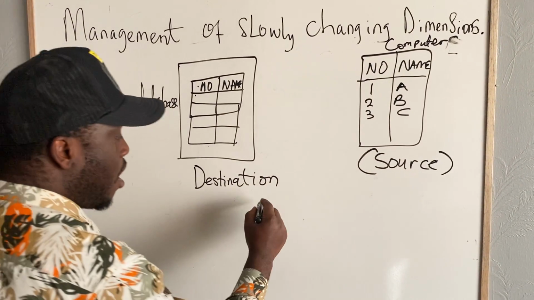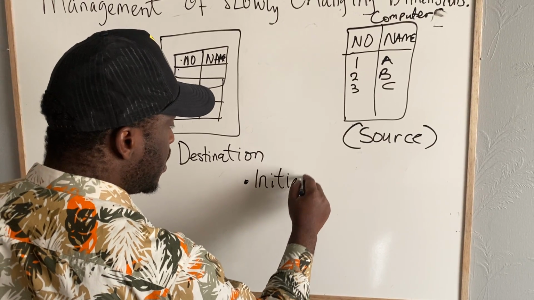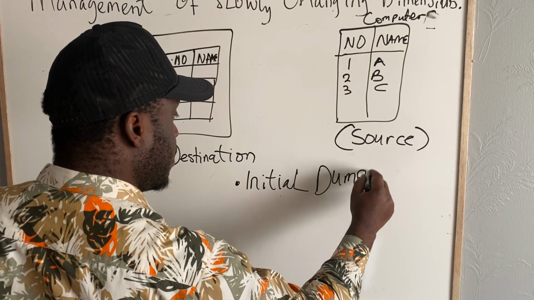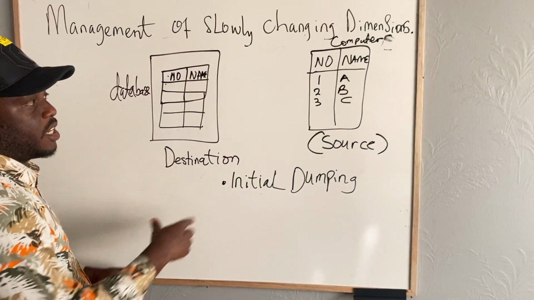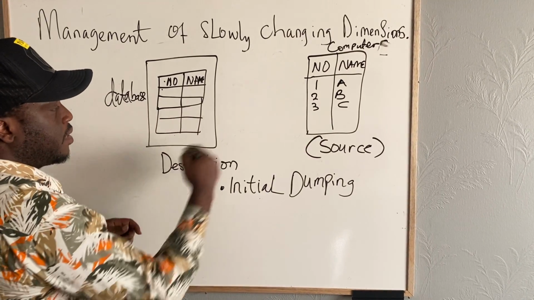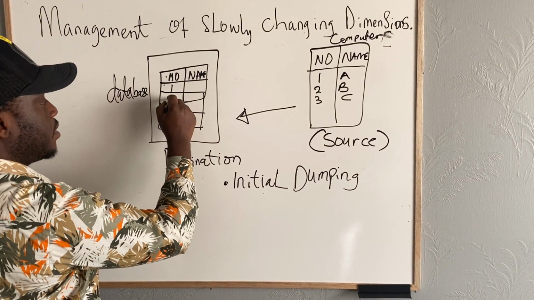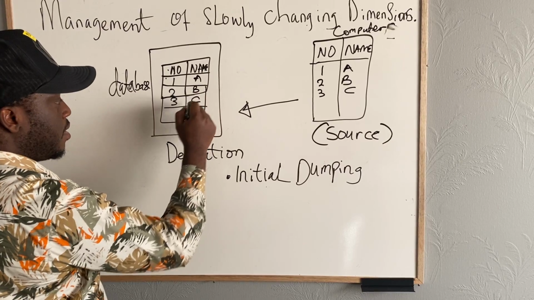That is what we call initial dumping. This is what we call initial dumping, at the first stage, when you move this data from here to here. So once I move this data from here to here, I will have 1, 2, 3. I will have A, B, and C.